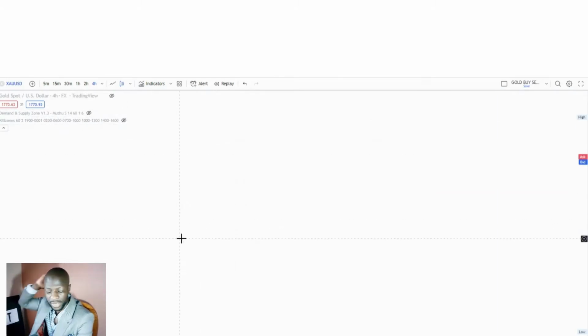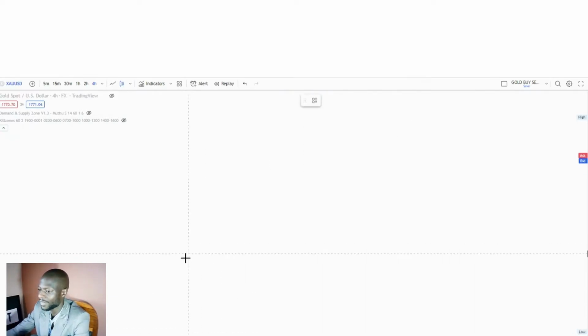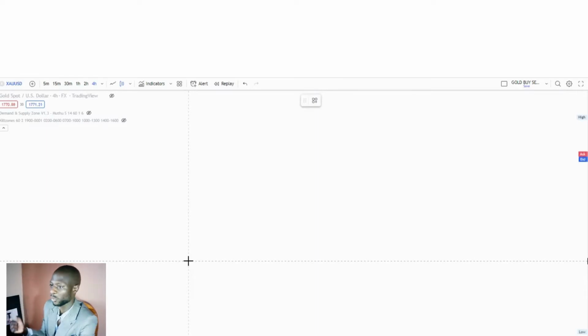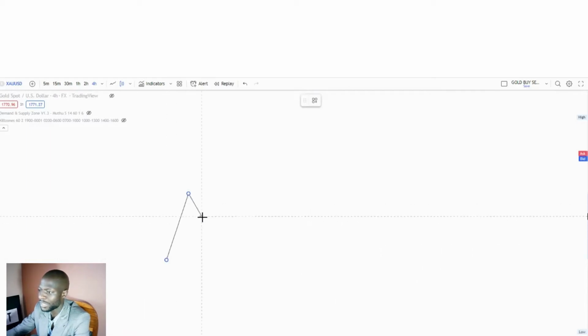All right, so let me break down everything. For example, you have your setup already. Remember, we are using the Quasimodo strategy, but incorporating the Asian range, and how you can use it as a confluence to add to your trade, so that you can increase the likelihood of that trade working out. For example, we have our setup right here. We would place a drop supply zone right here.